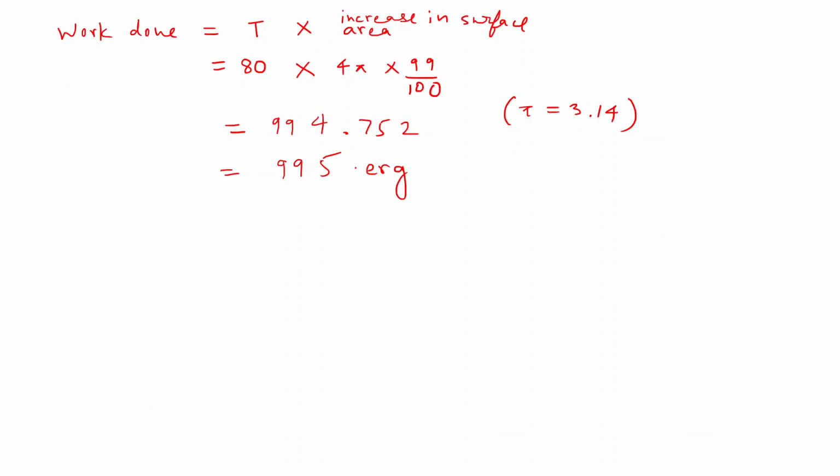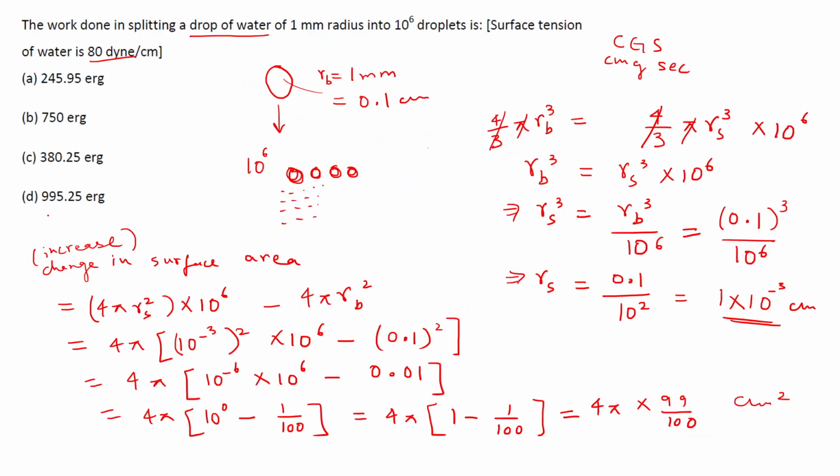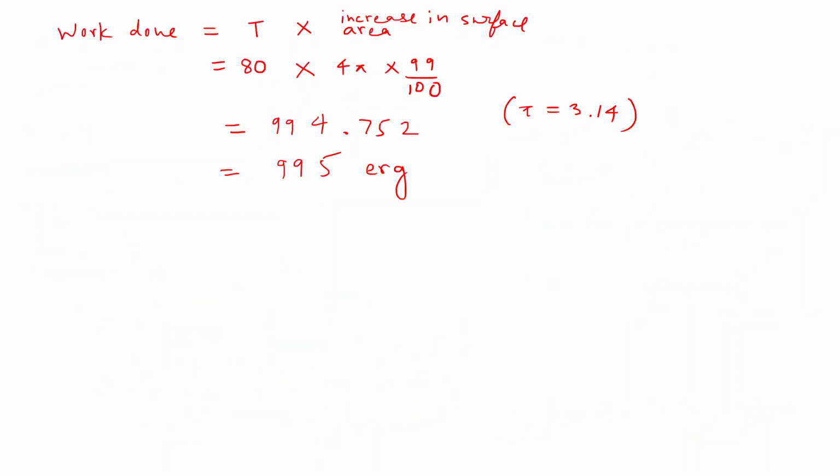This is the work done or the energy. So our answer will match. I think the difference is because of the pi value that we have taken. So the answer best matches here. 995.25 erg should be the correct answer. Or you can do it and confirm, and we may discuss it later. But I think it should be correct.